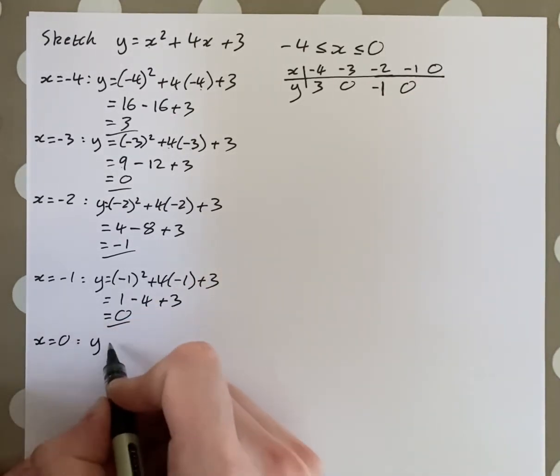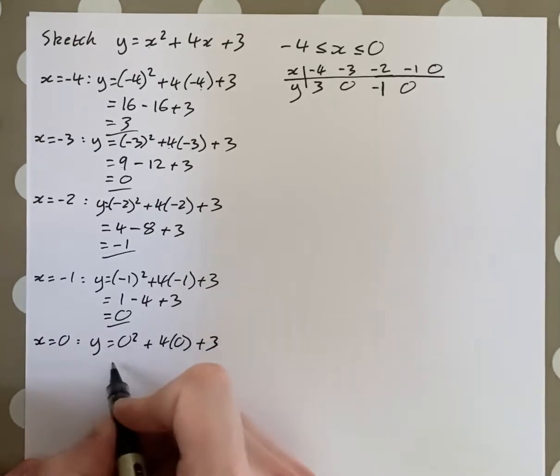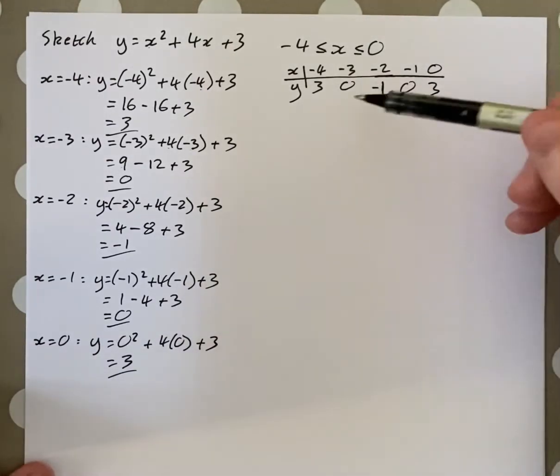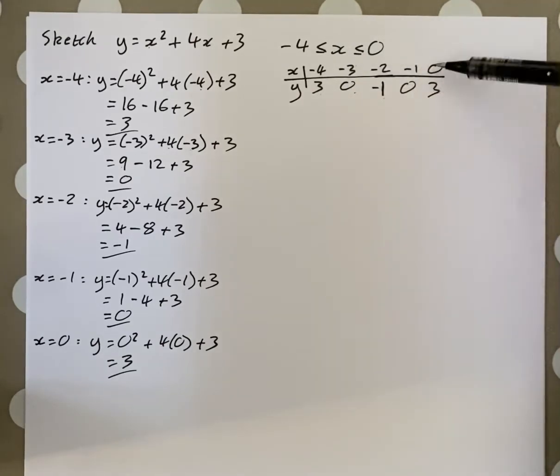And when x is 0, y equals 0 squared plus 4 times 0 plus 3. Nice and easy, that one. That just comes out at 3. Okay, so what we now have are 5 pairs of numbers, x and y for each one. Each of these is a coordinate point.